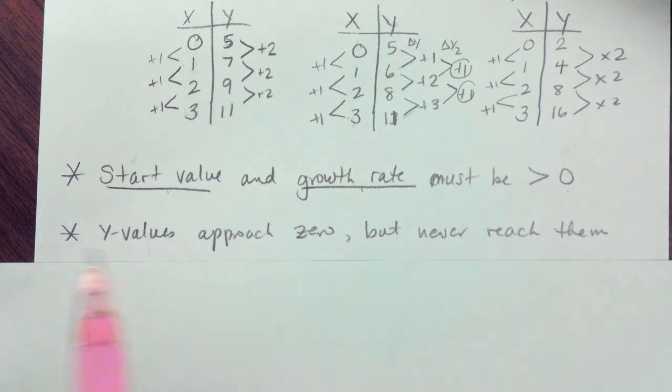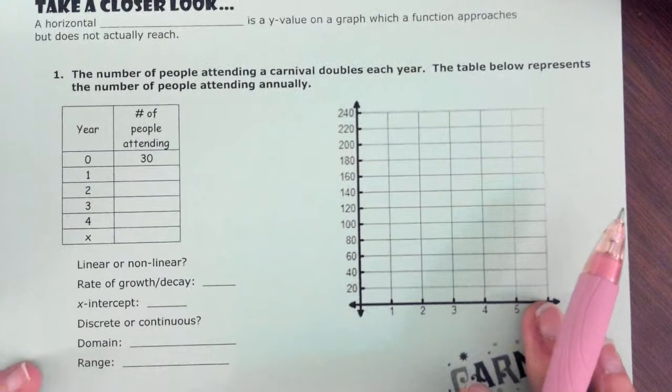Okay, so they're going to get closer and closer and closer to 0, but they'll never reach 0. So we're going to talk about that. There's actually a term for what that means. So let's go ahead and get out, take a closer look at the worksheet that you picked up today, and we're going to go through a couple of these examples.